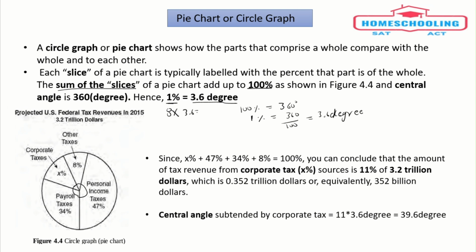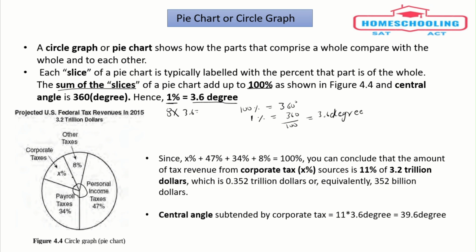So now let's take an example here. This is a pie chart here. It is saying that the projected US federal tax revenue in 2015 was $3.2 trillion. So the whole pie is of $3.2 trillion. And these are the various sources from where the tax has been collected. So 47% of the federal tax revenue came from personal income tax. Similarly, payroll taxes contributed 34% of federal tax revenue. Similarly, other taxes 8% and corporate tax we don't know. So let's find what is the central angle here and what is the percentage here.